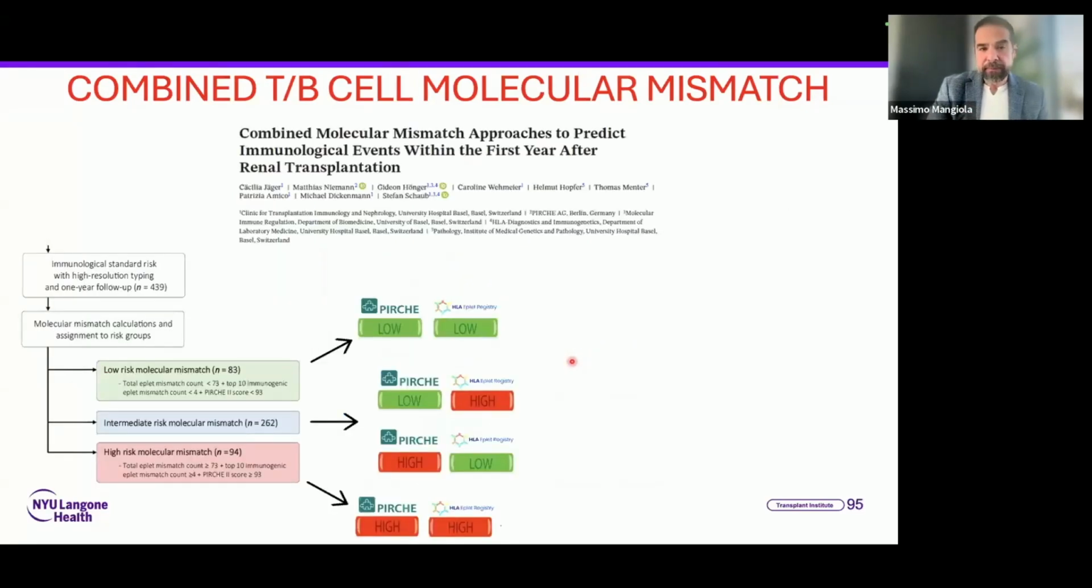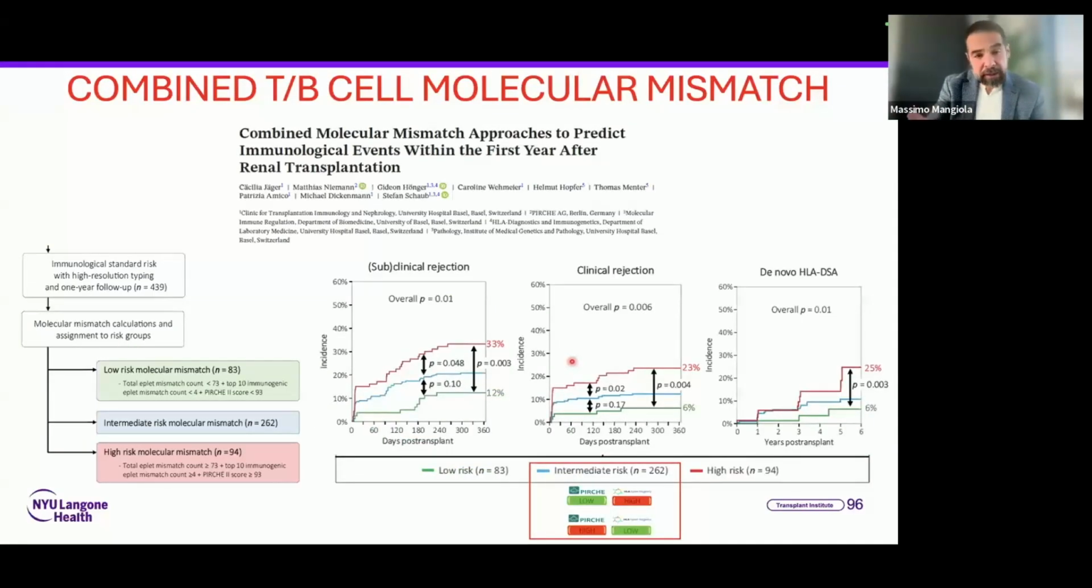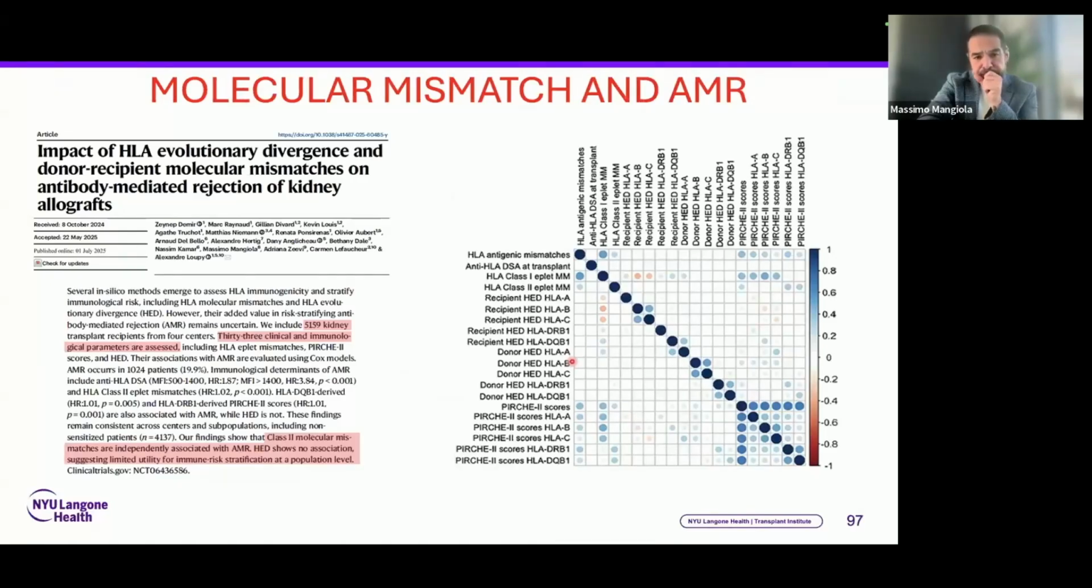And this concept was picked up by many others. I'm just showing one of the many papers you can find, where they looked at a much larger cohort than the one that Adriana and I looked at, where they were able to divide their population in the same concept that I was telling you before: low, intermediate, and high risk, based on the graphics that you see on the screen. And they were able to show, in fact, that for subclinical rejection, clinical rejection, and de novo DSA, this intermediate risk is more similar to the low risk than the high risk. And that's incredibly important, right? How is that important? We'll see in a second.